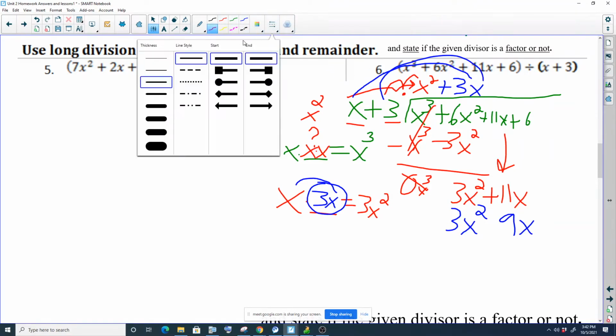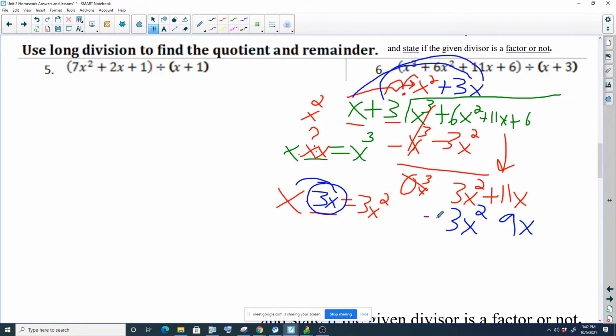And so we're going to go ahead and change the signs there. This is going to be a negative 3x squared and negative 9x. And now 11 minus 9 is 2x. Nice, nice. And now last but not least, bring down the 6, long division. So we're going to do the process one last time.